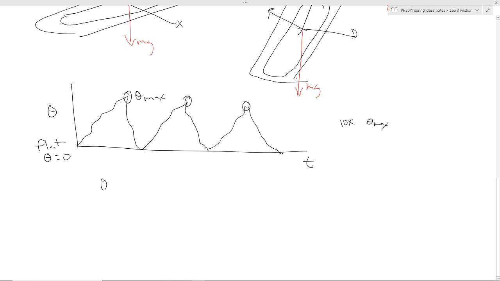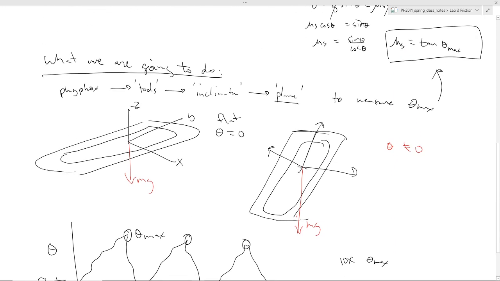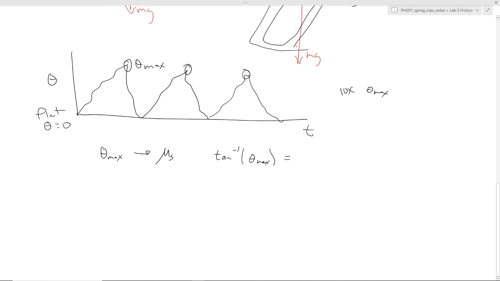And then, like I said, if you know theta, then you can get mu s, because you know that tangent theta is equal to mu s. So in other words, if you take the inverse tangent of the angle that you measure, or sorry, if you just take not the inverse tangent, just the tangent of the angle that you measure, then that'll give you mu s.